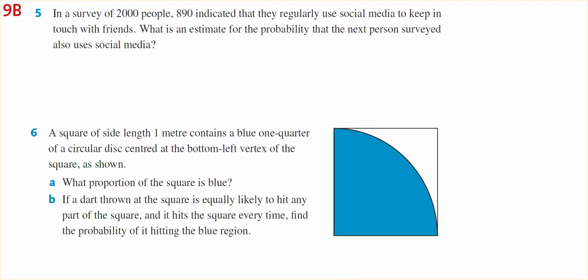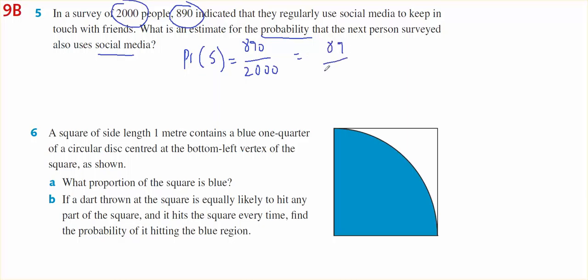2 examples out of 9.5. Question 5. In a survey of 2,000 people, 890 indicated they regularly use social media. What is an estimate of the probability that the next person surveyed uses social media? Well, the probability of using social media based on our estimate would be 890 out of 2,000, which is 89 out of 200. That is the estimate of the probability.